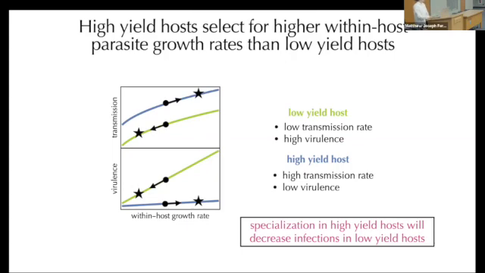And we also have this expectation that there is, in a way, a trade-off in this model between specializing on the two host types, because if there's selection to specialize on that high yield host, that parasite is going to end up with a really high level of virulence in the low yield host.